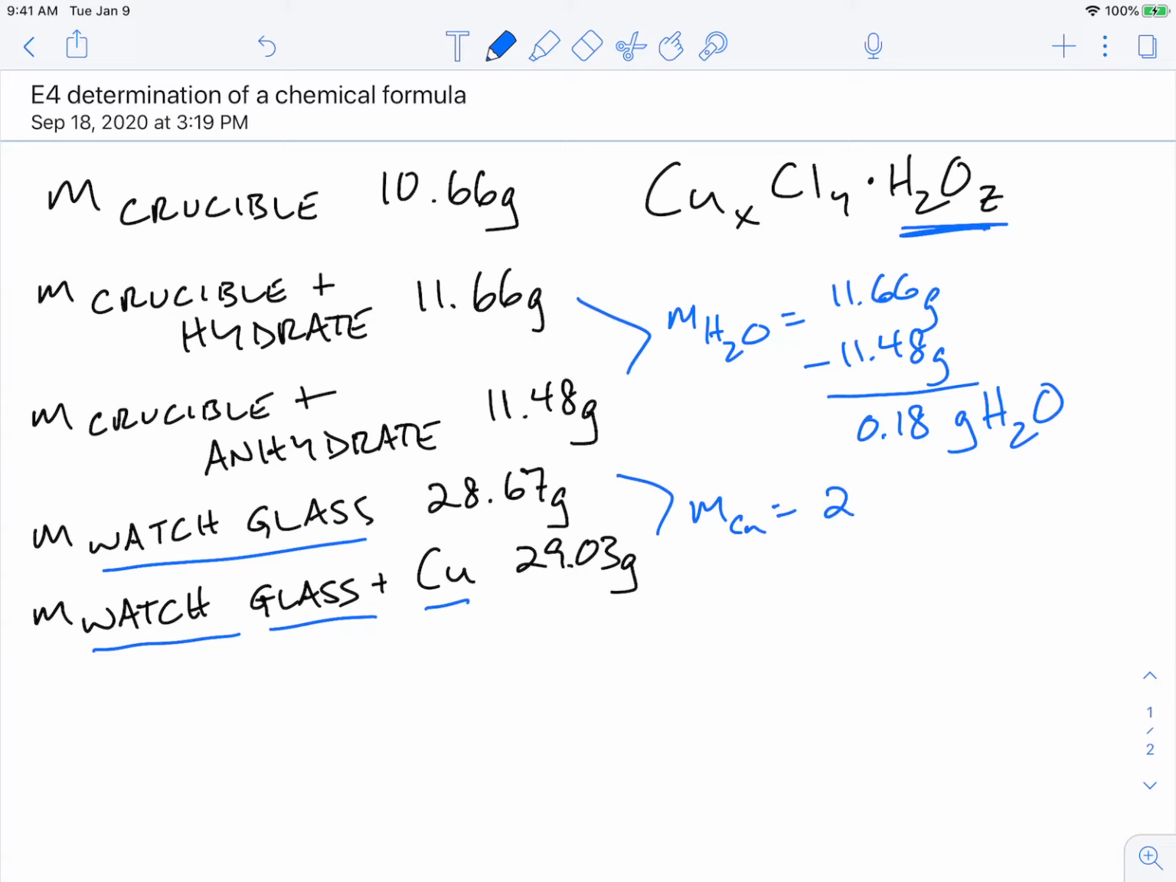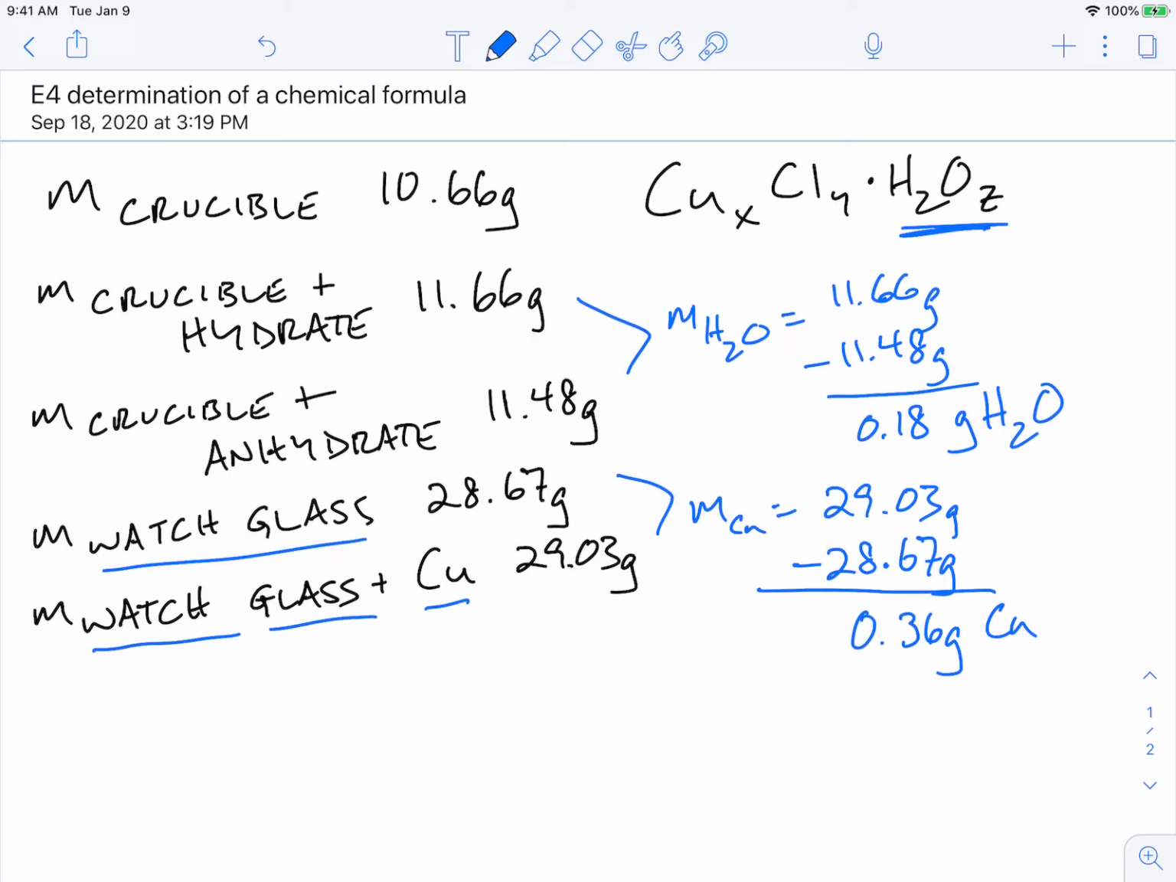And so I can take 29.03 grams, and we're going to subtract 28.67 grams from it, and let's see what we get. 29.03 minus 28.67, 0.36 grams of copper. Now, we figured out our grams, and ultimately we can figure out the moles, but let's first figure out our grams of chloride.